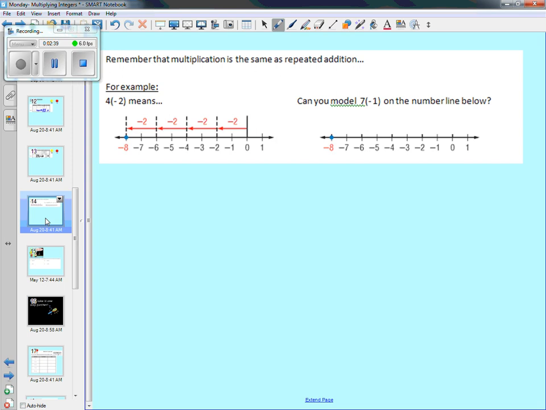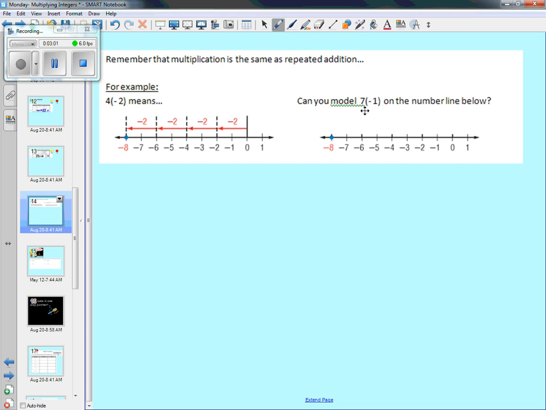Okay, so we need to remember that multiplication is the same as adding over and over again. So 4 times negative 2 means we take negative 2 plus negative 2 plus negative 2 plus negative 2. And when we model that on a number line, it looks like this. You have your 4 jumps of negative 2 each.